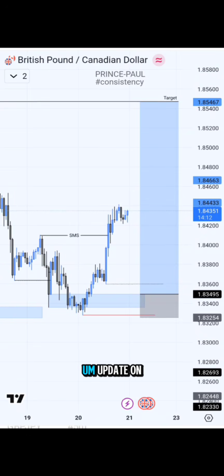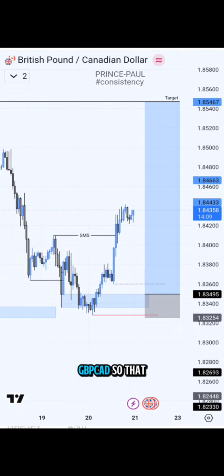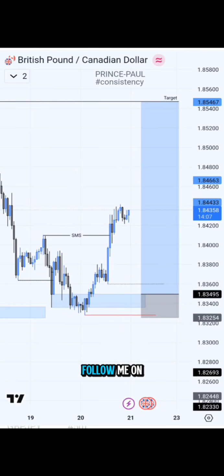I'll still drop updates on this particular pair, GBPCAD, so that you guys will follow me on the journey and the trade and the whole thing.